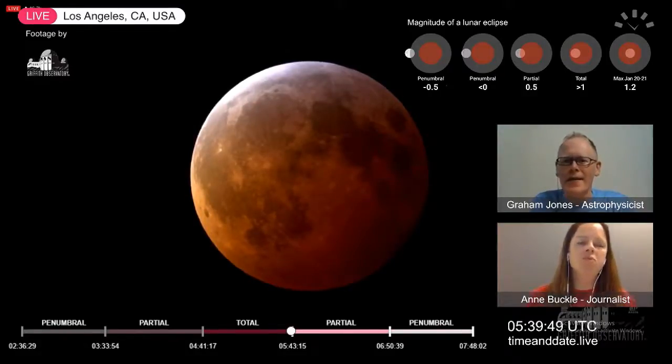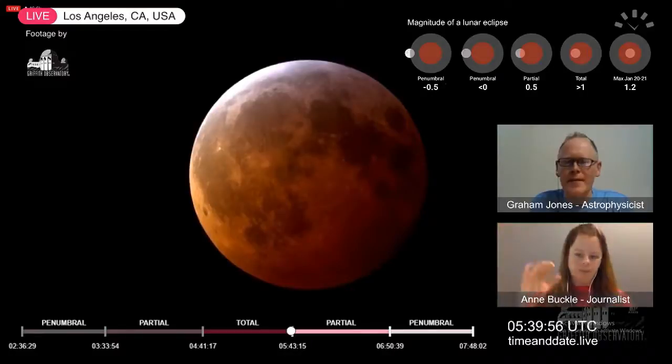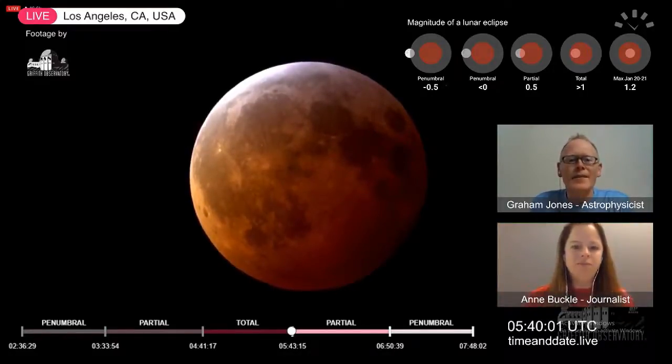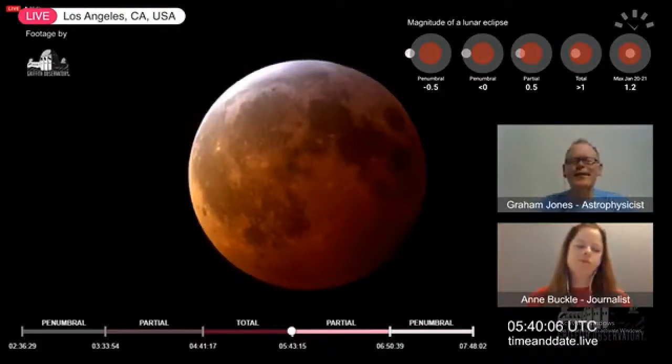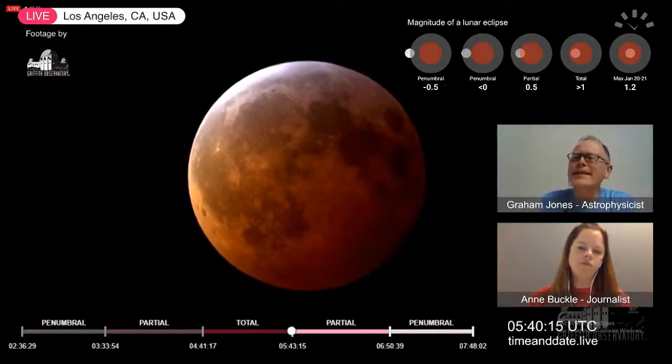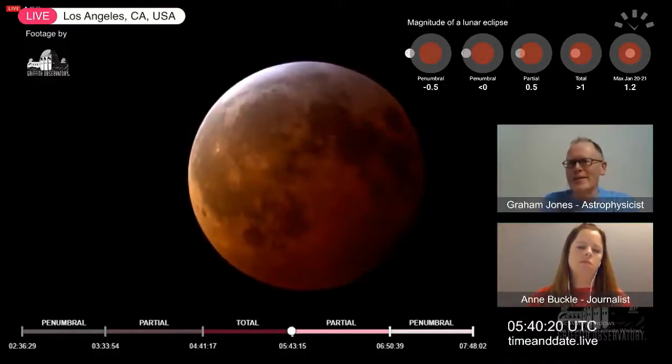Yeah. And what will we expect to happen then? Does the magnitude go back down, or is the magnitude a number that adjusts itself as to where the shadow is? Well, that's right. So throughout every part of the eclipse, the magnitude is changing. At the maximum eclipse, which was about half an hour ago, this was when the moon was at its deepest point into the Earth's umbra. At maximum eclipse, we had the magnitude of 1.2.